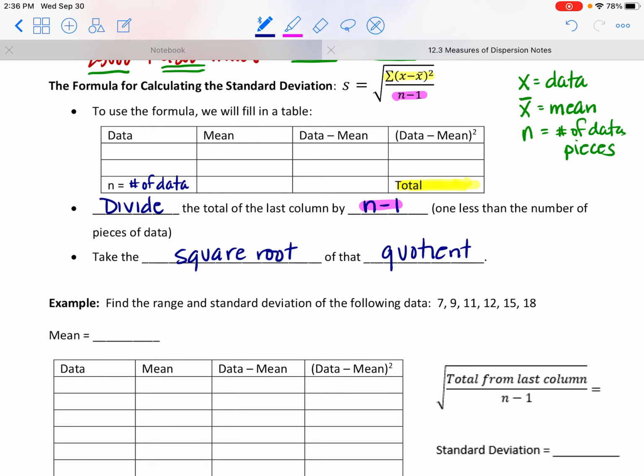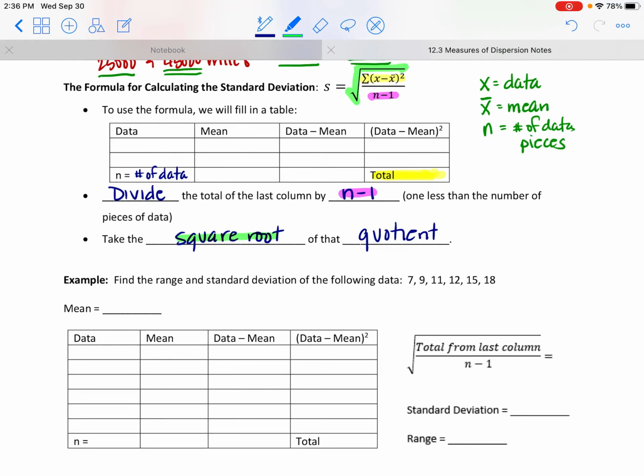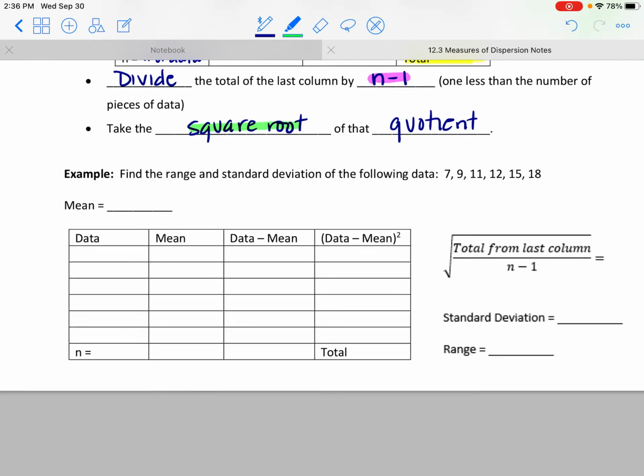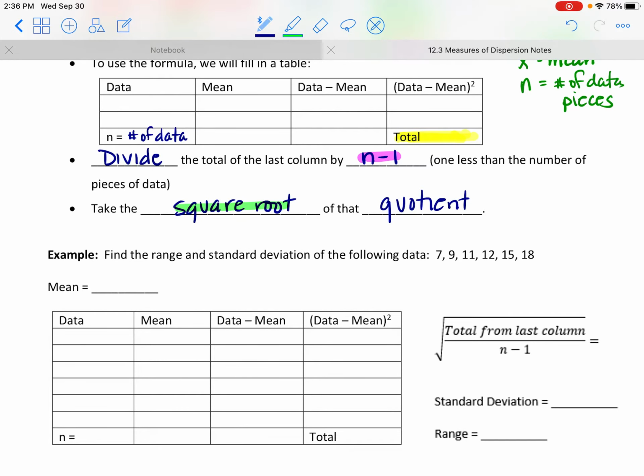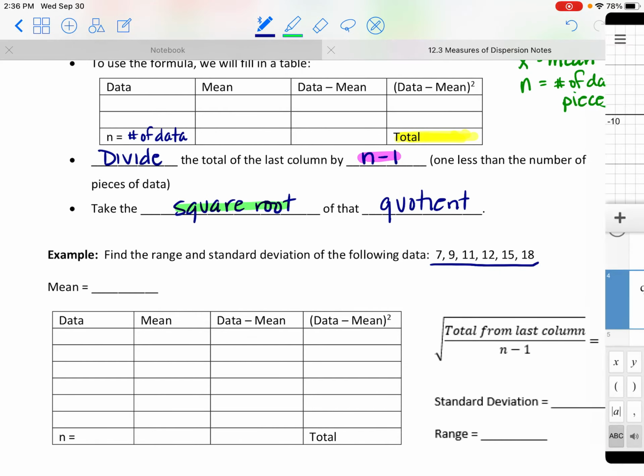So we find that total from the table. N minus 1 goes in the bottom of the fraction. We're going to divide those two things, and then the last step in the formula is to take the square root. Okay? So complicated. Let me walk you through it. Alright, so let's look at an example here. Luckily, you'll have this to reference. Okay, so we have this set of data. The mean is going to go into the table, so I want to start this process by calculating the mean.